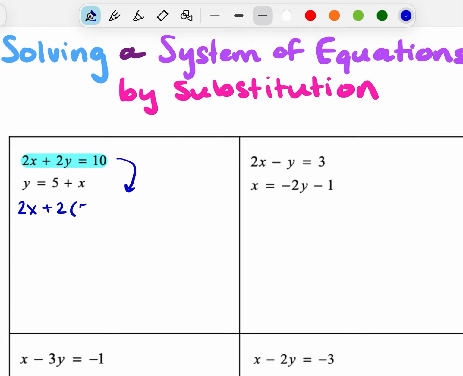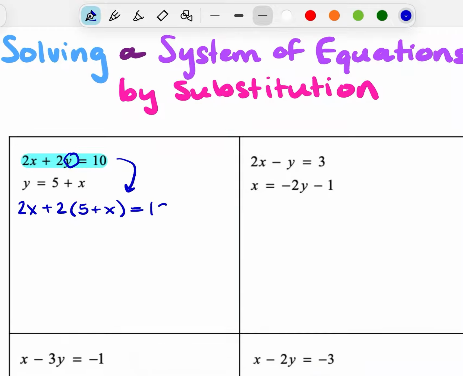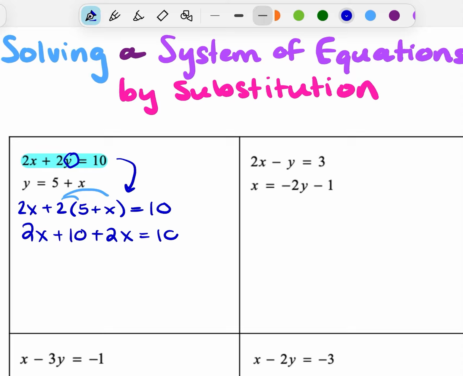2x plus 2 times (5 plus x), since that's what y is equal to, equals 10. Now I can more easily solve for x since my equation only has x in it. So I'm going to distribute that 2. Now I have 2x plus 10 plus 2x is equal to 10. Combining like terms, 4x plus 10 equals 10.